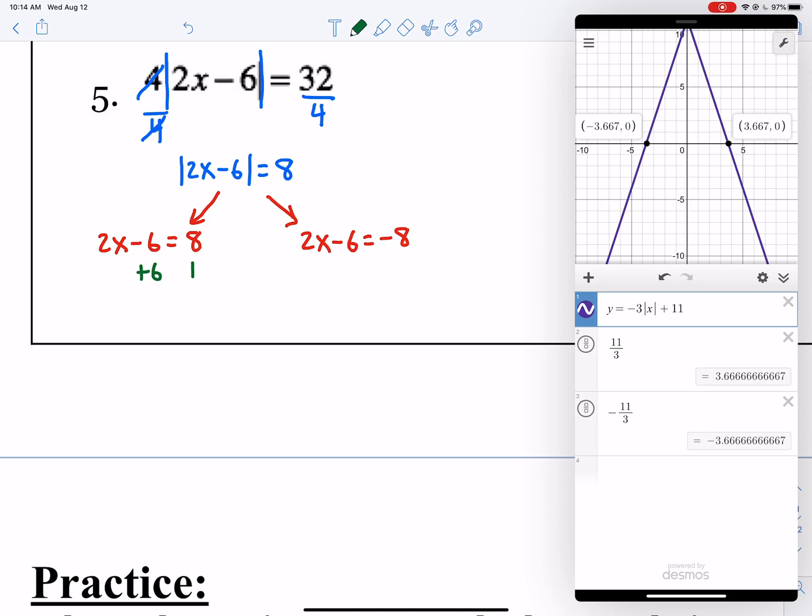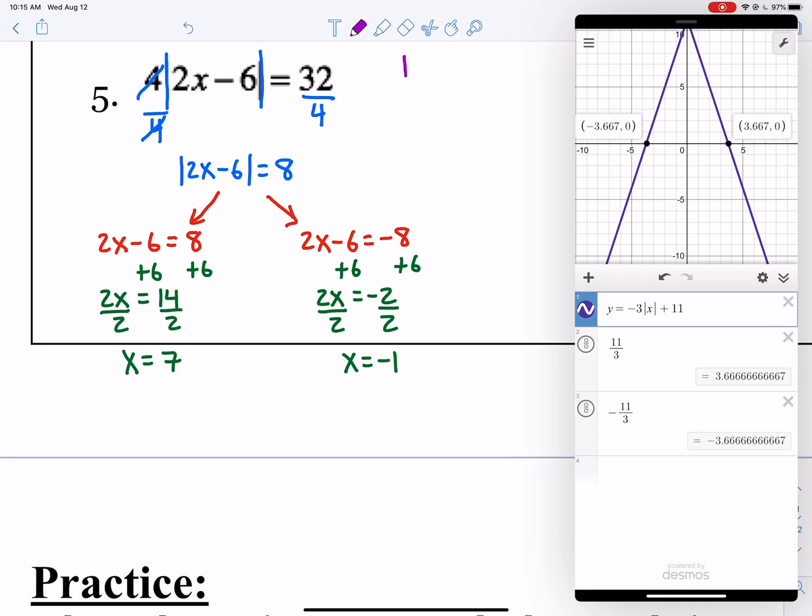So let's add 6. Since it's being subtracted, we need to do the opposite operation or inverse operation. Bring down 2x is equal to 8 plus 6, which is 14. And on the right, we have 2x equals negative 8 plus 6, which is negative 2. Then let's divide by 2. Since 2 is multiplying x, we need to divide in order to get rid of it. Then you end up with x equals 7, and we end up with x equals negative 1.